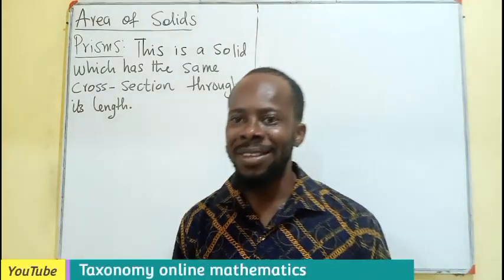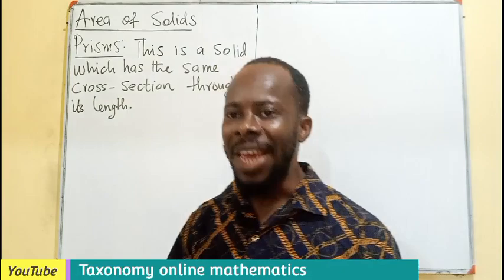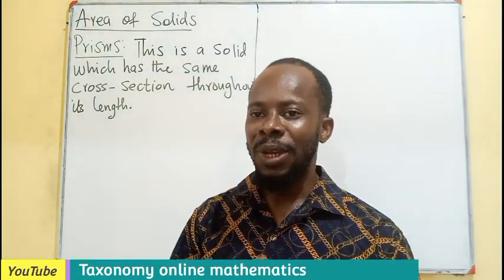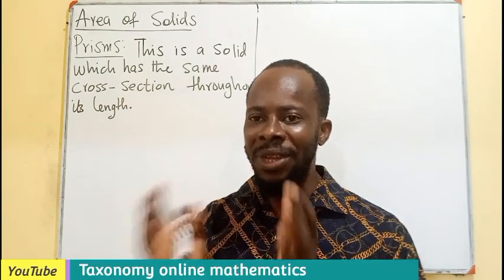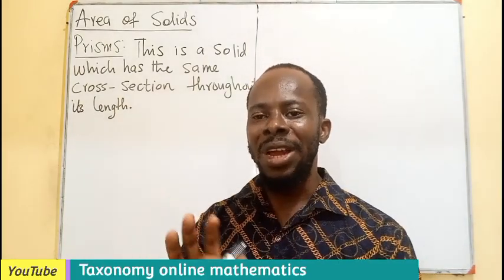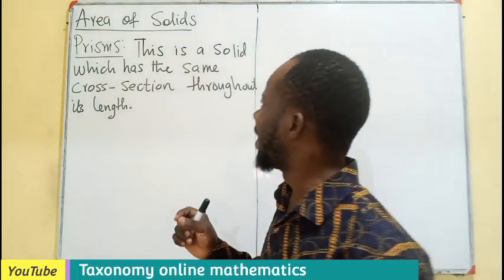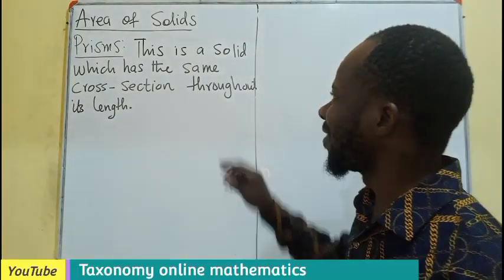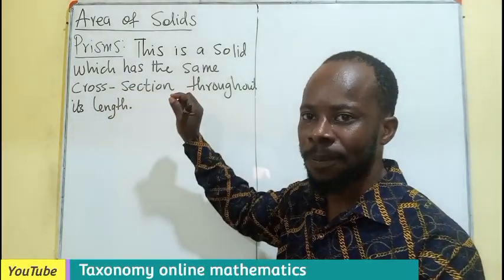Hi, welcome. Let's continue our tutorial on main section 2, the area of solids. This time, we are taking the prisms, combined together in one envelope. So we are saying prisms are just solids which have the same cross section throughout their length.